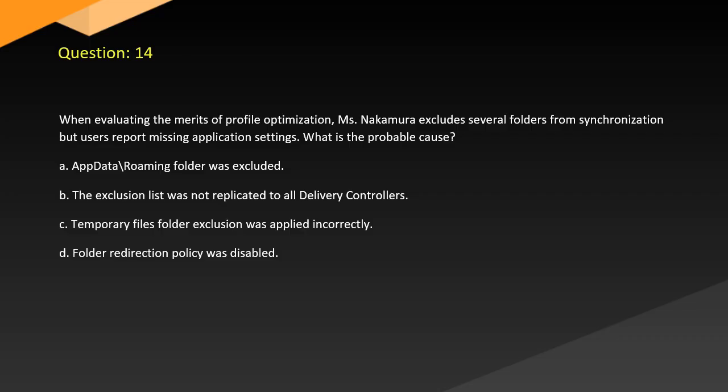Question 14. When evaluating the merits of profile optimization, Nakamura excludes several folders from synchronization, but users report missing application settings. What is the probable cause? A. AppData roaming folder was excluded. B. The exclusion list was not replicated to all delivery controllers. C. Temporary files folder exclusion was applied incorrectly. D. Folder redirection policy was disabled.